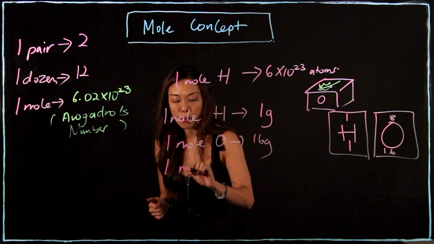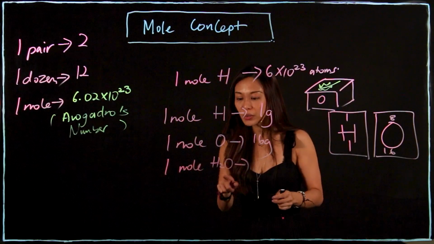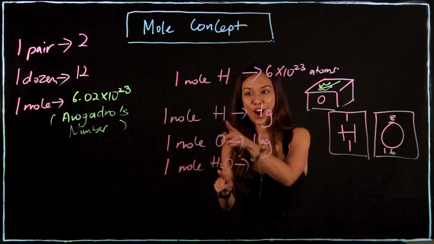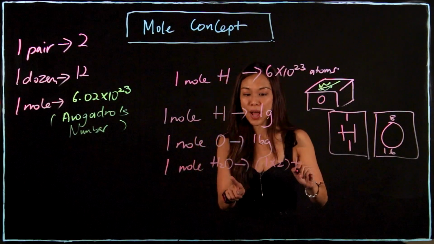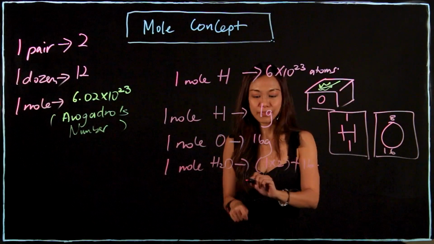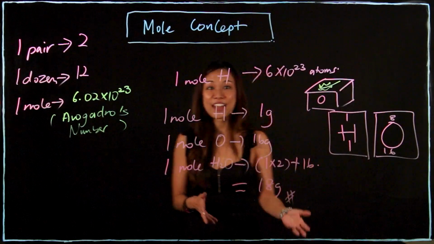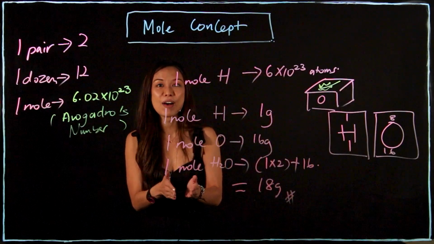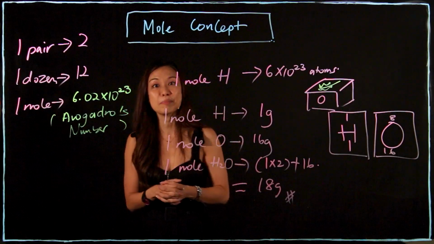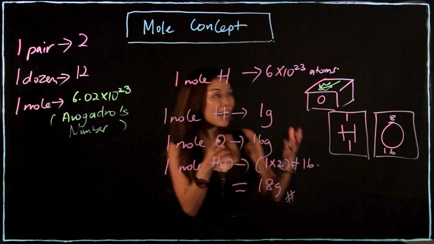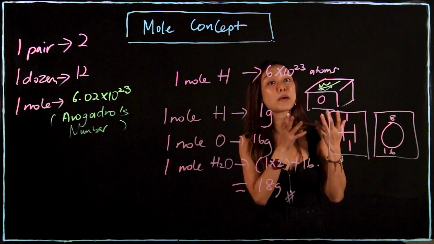How about 1 mole of H2O then? How many grams is that? You notice that there are 2 atoms of hydrogen, so that will be 1 times 2 plus 1 oxygen which is 16. That will give me 18 grams. There you go. The mole allows us to quantify the measurement of all the different elements and compounds, because we can now finally measure them using a weighing scale, and it becomes useful.